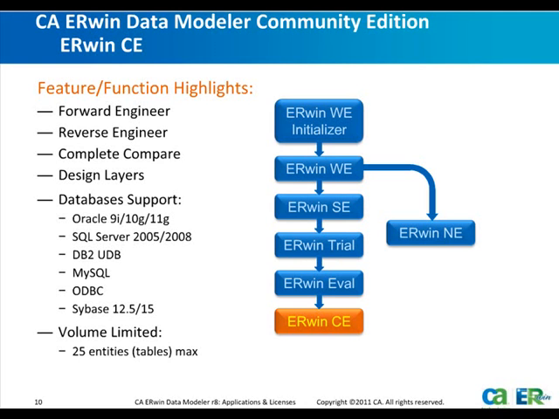The most basic level of data modeling functionality is provided by the CA Erwin Data Modeler Community Edition, or Erwin CE. Erwin CE is a free entry-level data modeling tool that provides the core data modeling features of CA Erwin Data Modeler Standard Edition, but with a limit of 25 model objects. Note that when R8 is installed, it will automatically have a 30-day license for Erwin CE. This allows Erwin R8 to be used immediately after it is installed if a production license has not yet been obtained.